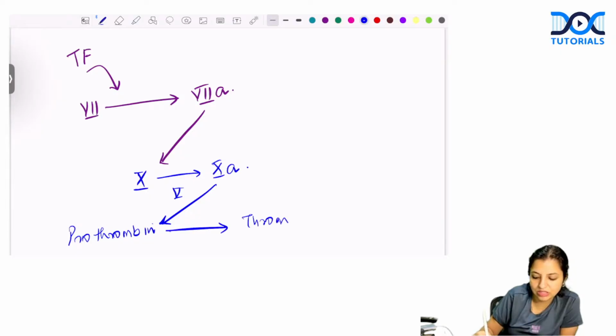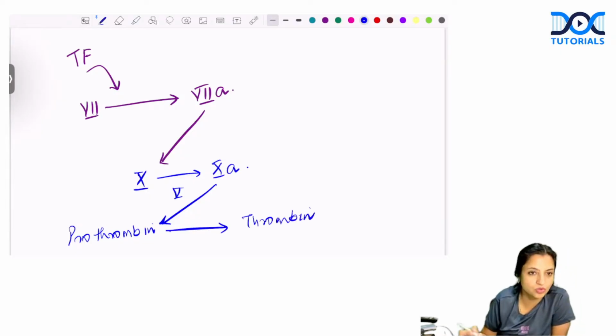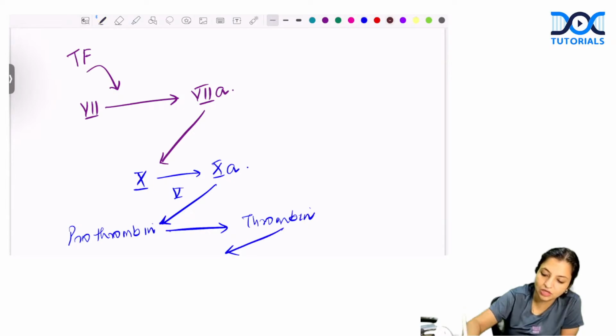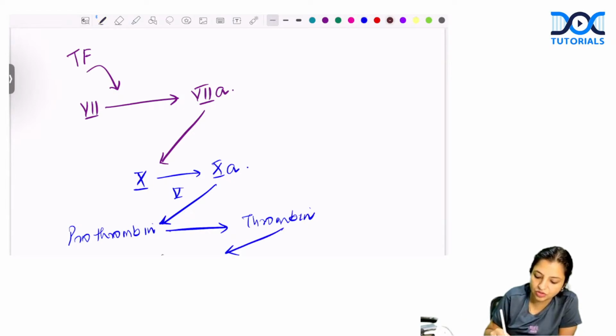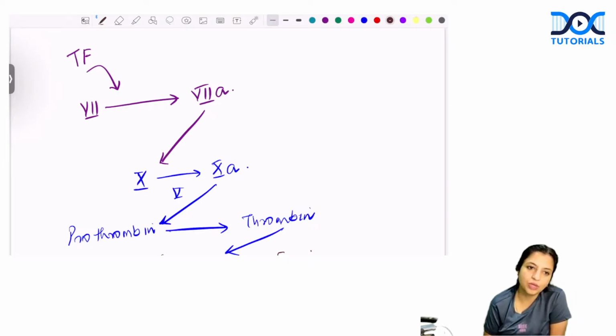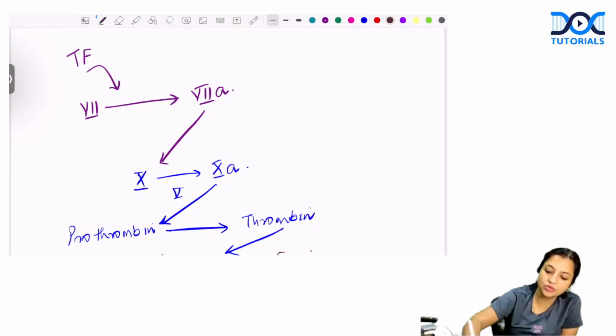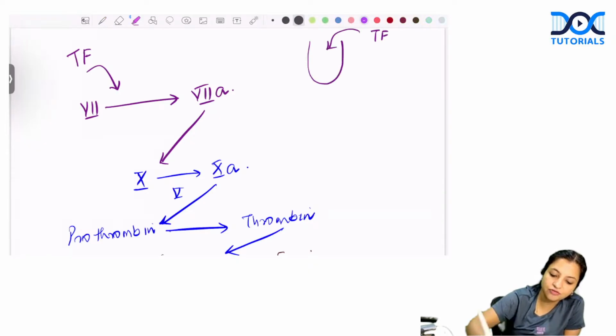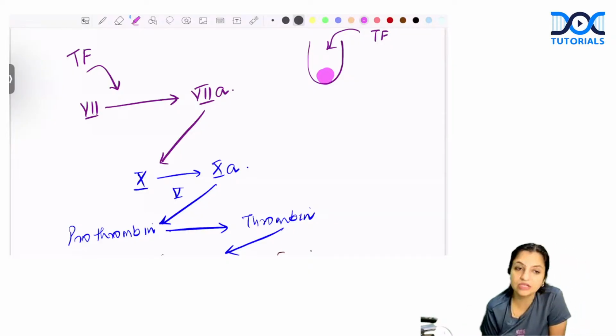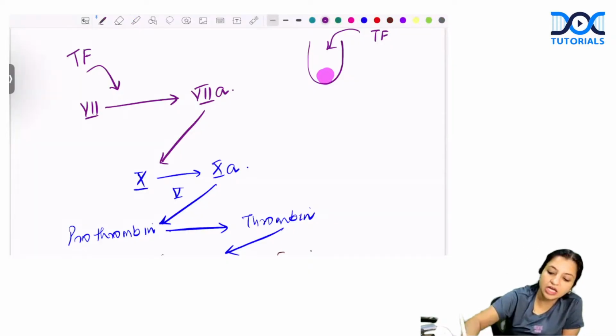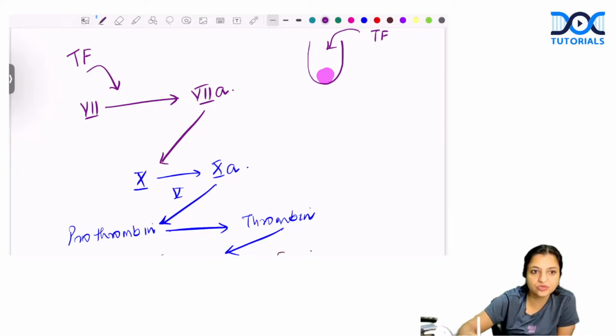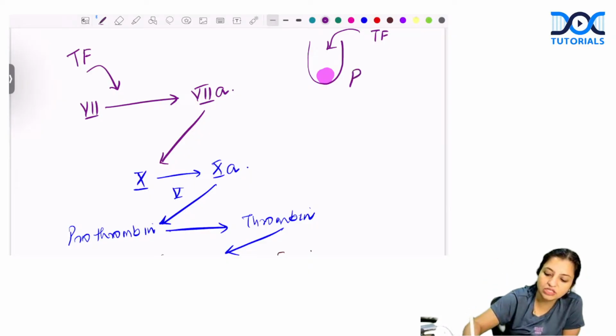This thrombin will convert fibrinogen into fibrin, and this fibrin that is formed is your clot. So whenever you want to check this pathway, you take a test tube, add tissue factor, and check for the formation of clot. As soon as you add tissue factor, the time taken for the clot formation is called prothrombin time.